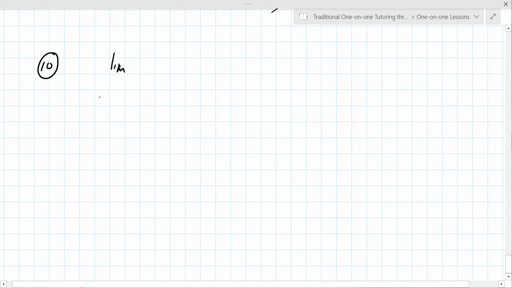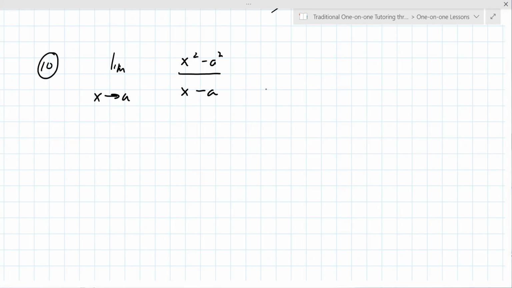So let's do the limit as x goes to a, x squared minus a squared over x minus a. Let's try that one. The problem here is when you put a in for x, you get 0 over 0.